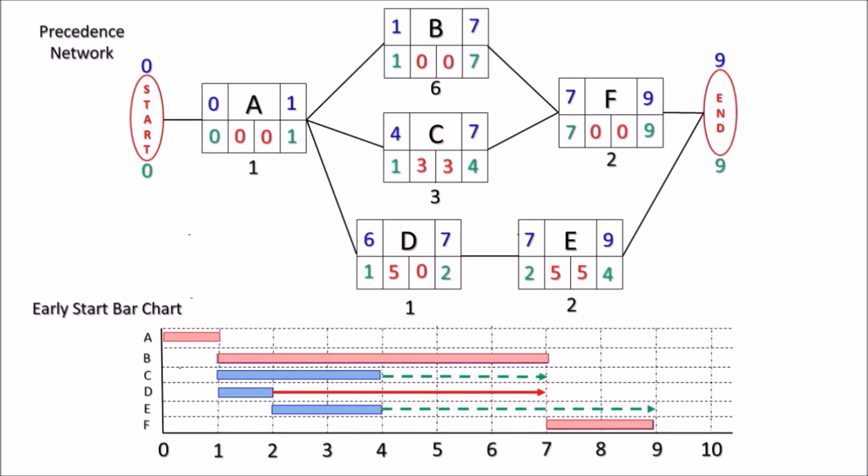But the problem was that we had to do all the calculations. We had to do the forward pass to find where the bars were, and we had to do the reverse pass to find out where the floats and everything else was. So that's a lot of work, even for 6 activities. And then, of course, as soon as something changes, we'd have to do it again.